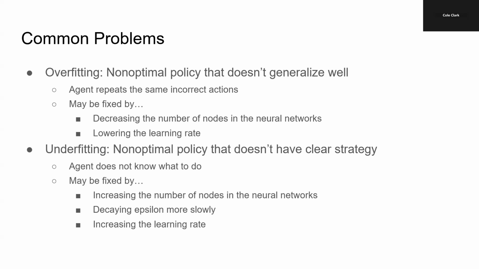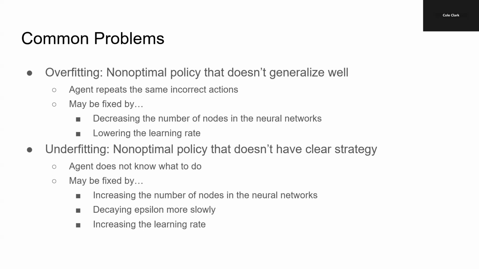To fix overfitting, it might help to decrease the number of nodes in the queue and target networks. This will keep the agent's policy simpler and help it to generalize to new environments. Adding some randomness to the environment during training may also help the agent learn a more general policy. Lowering the learning rate could help to fix overfitting, since it will take the agent more episodes to form a rigid policy.